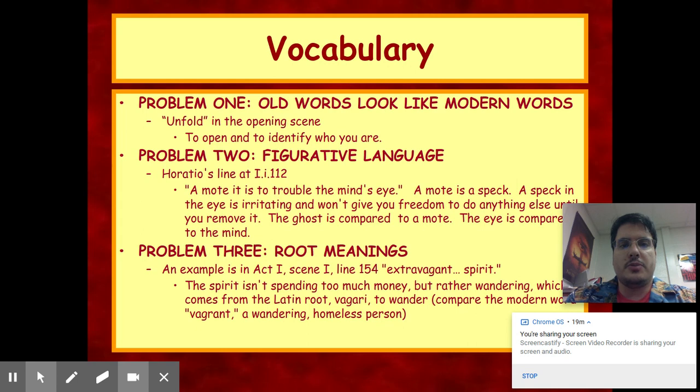And then, last but not least, given the language barrier between then and now, words shift meanings over time, and Shakespeare's language is no different. There's words that he used that no longer carry the same meaning these days. So, these are just some things that we'll talk about as we get further along.